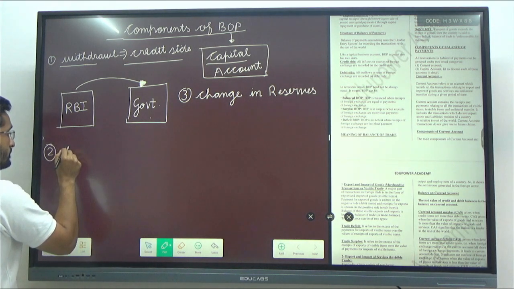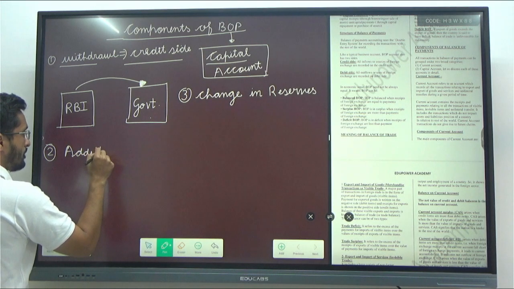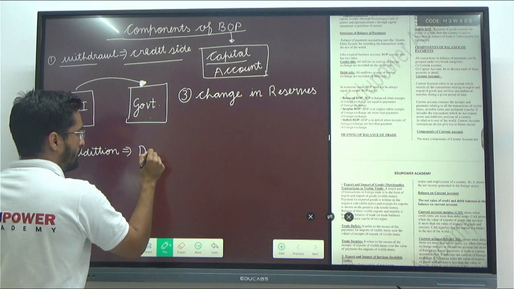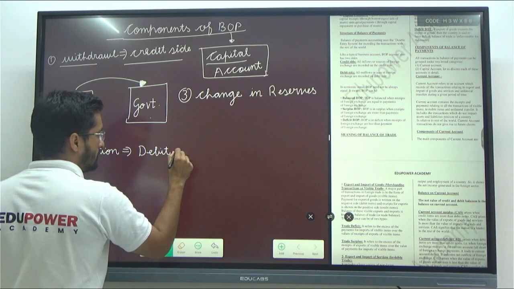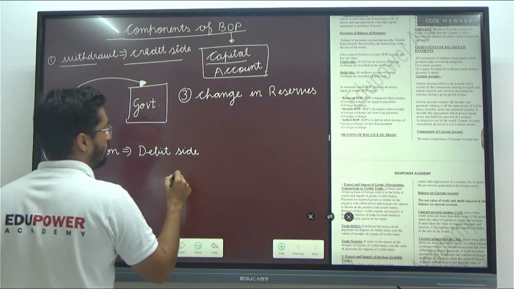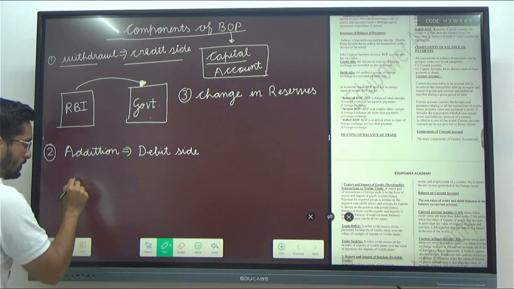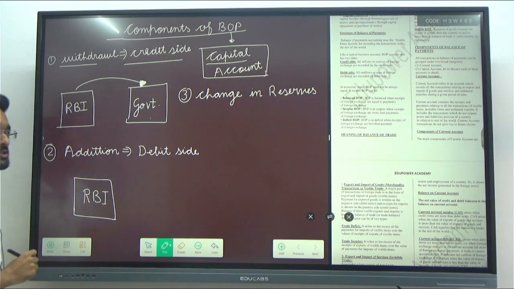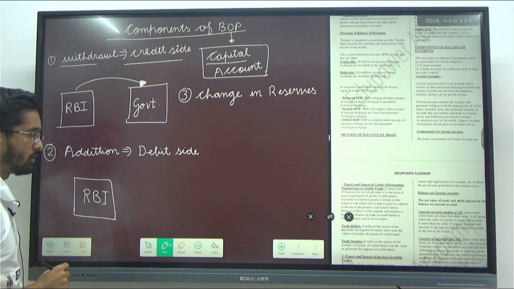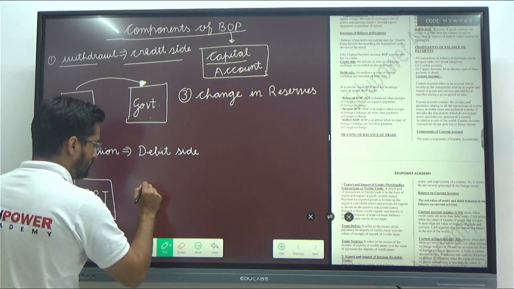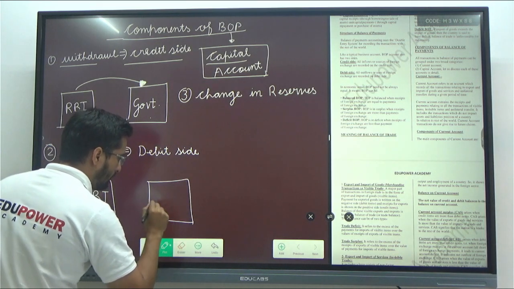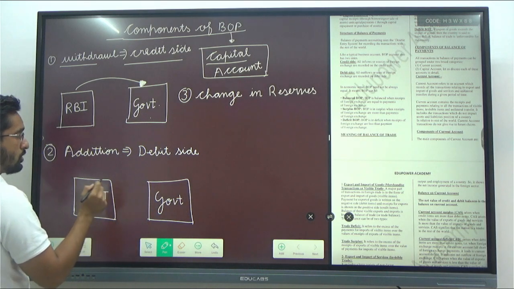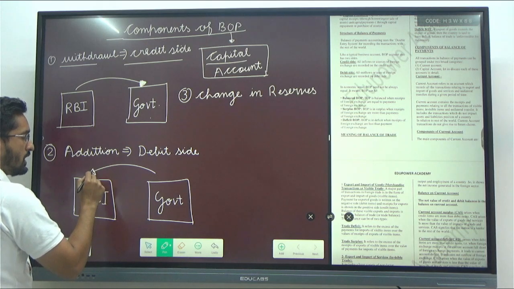addition to reserves, which is taken on the debit side of BOP. Now, we have RBI again. This RBI holds all the foreign currency reserves, dollar, yen, everything it holds. Suppose the government has some excess money, some excess dollars. So, what will the government do? Government will pay to the RBI.